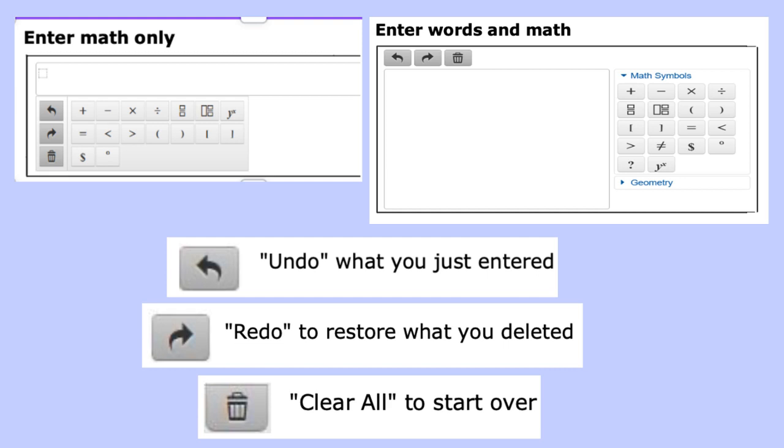You can use the buttons and math symbols around the boxes to write your answer. You can also use the keyboard to enter numbers, letters, and some math symbols, but not all math symbols are on the keyboard. There's more than one right way to type your answer into the box. You can use different button combinations to get the same answer in there. If you're typing and you need to undo what you just did, use the back arrow. If you deleted something and you want to redo it, use the forward arrow. And if you just want to clear the box and start again, use the trash can.